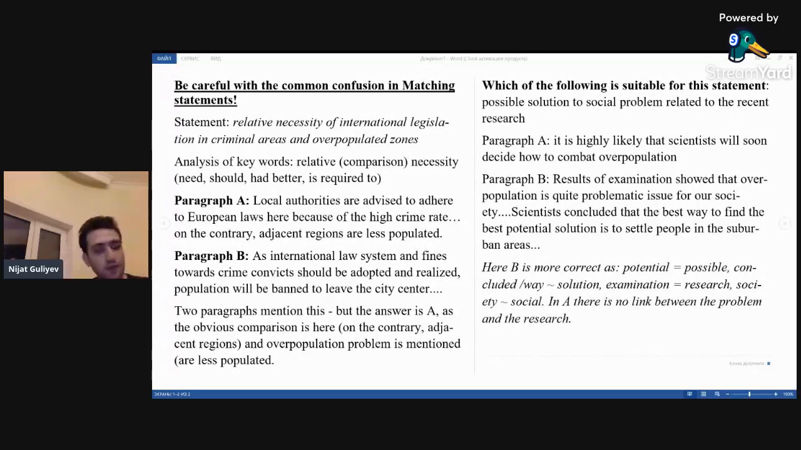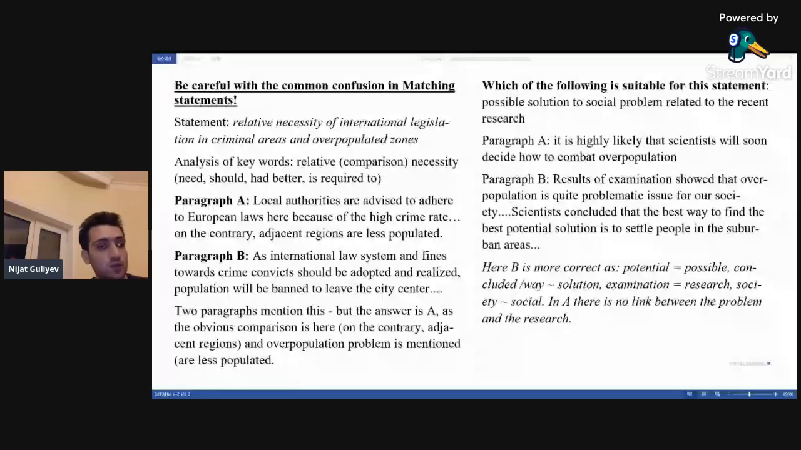You know that matching statements is the type of question where you can see a number of statements and you need to find which statement is appropriate for which paragraph. So, for example, statement number 14 is from paragraph B, statement number 17 is from paragraph F, and so on. You have a number of statements and you need to decide which statement is more appropriate for which paragraph.